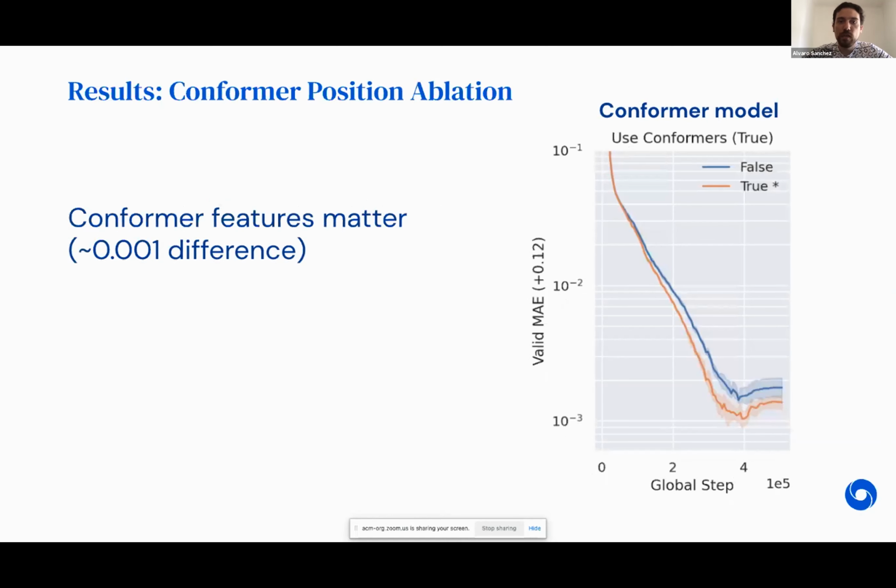We also tried to remove the conformer features from the conformer model. And in this case, the decrease in performance was about 0.001 MAE, still twice as much as the difference between the first entry winner and the third entry winner.